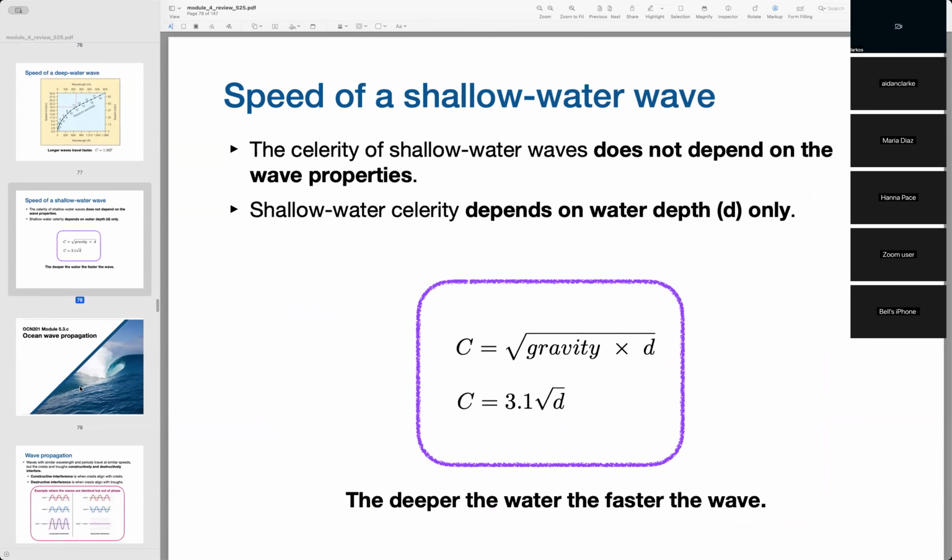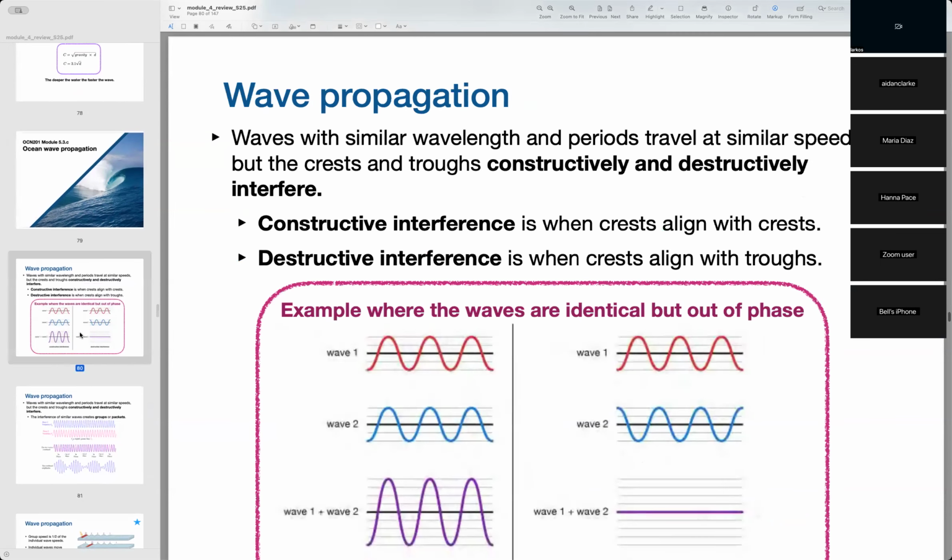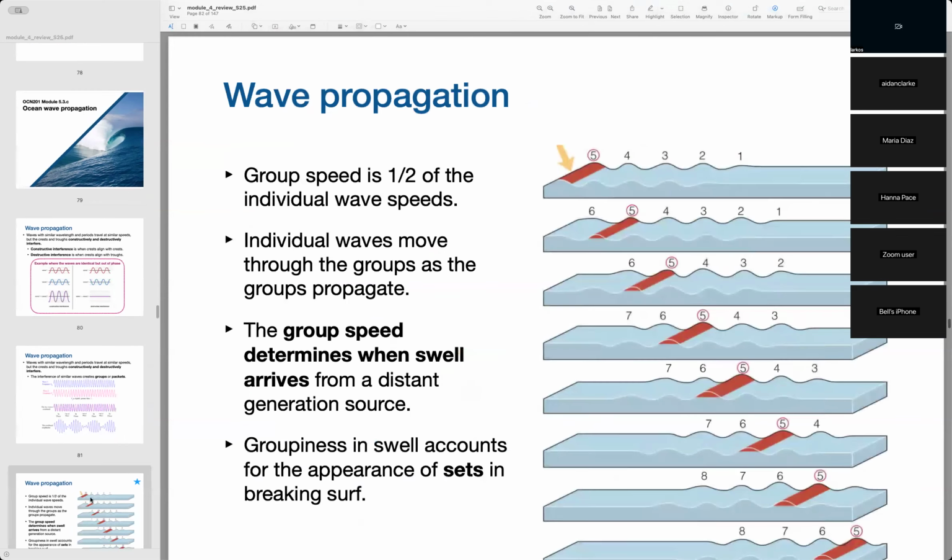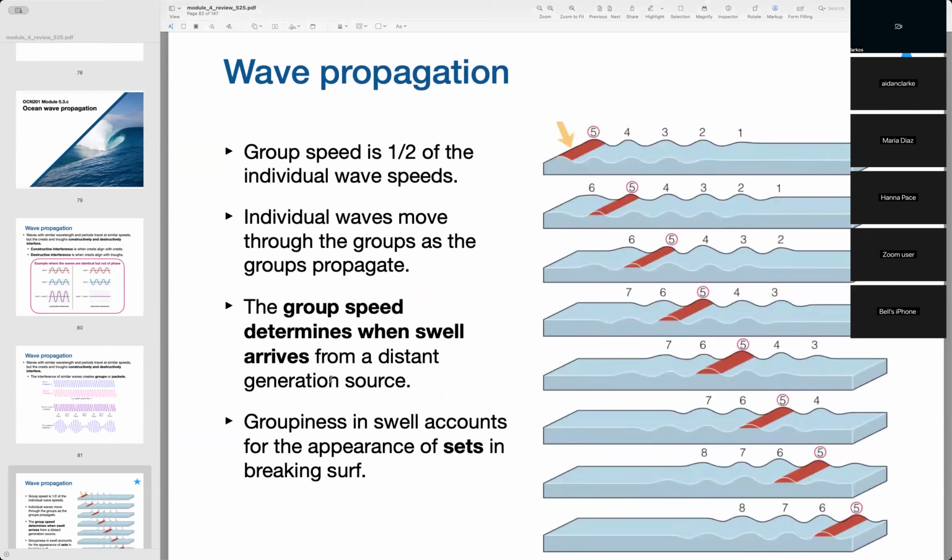Okay, so if we now look at wave propagation, there's one aspect that is very important to distinguish. It's the distinction between the phase speed of the wave, meaning the speed with which a particular crest or trough of the wave propagates, and the speed with which the whole group of waves propagates. These speeds are not the same for the deep water waves. The group speed is half of the individual wave speeds, so the crests move at twice the speed of the entire group.